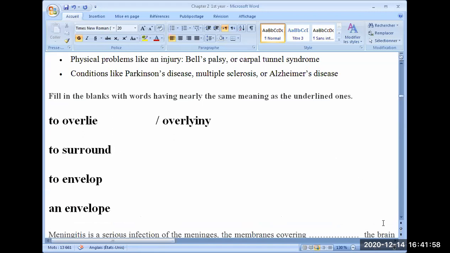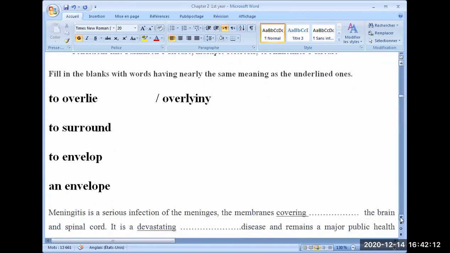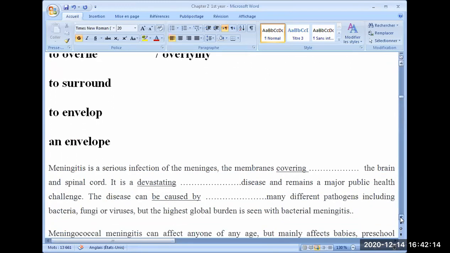Good. Other verbs? Wrapping, yeah, wrapping is a good verb. Covering, nice. So the meninges, as you said, wrap the brain, overlie the brain, cover the brain, surround the brain, nice. Let's carry on.